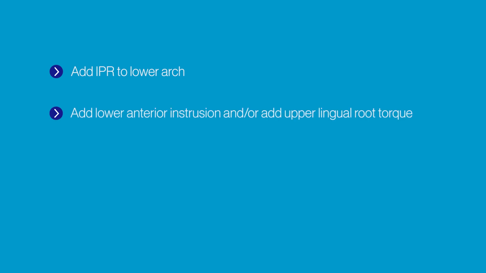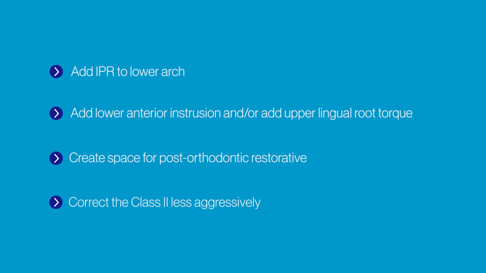Add IPR to the lower arch to address potential tooth size discrepancy. Add lower anterior intrusion to flatten the curve of Spee and/or add upper lingual root torque. Create space for post-orthodontic restorative treatment. Correct the Class 2 less aggressively.